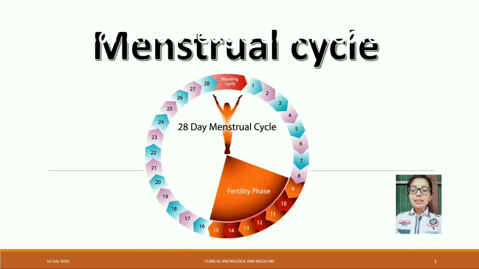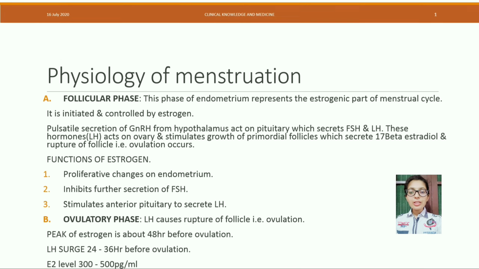Hey everyone, let's learn about the menstrual cycle. It is the female reproductive cycle of 28 days in which the female reproductive system undergoes various changes.